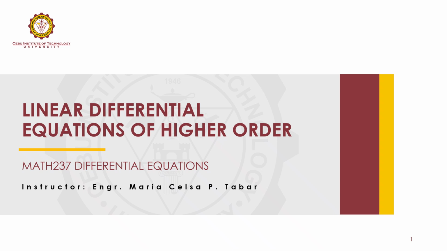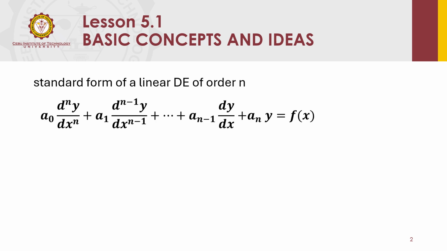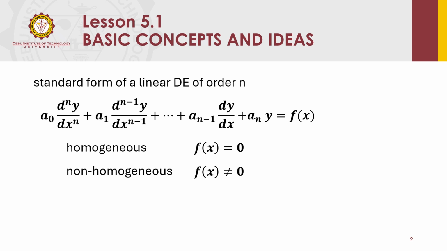So for linear differential equations of higher order, here are the basic concepts and ideas. The standard form of a linear DE of order n is in this form. You can see the derivatives are arranged according to decreasing order, and the right side of the equation is labeled as f of x. If the right side of the equation is equal to 0, it's classified as a homogeneous linear DE. And if otherwise not equal to 0, then it's a non-homogeneous linear DE, a higher order linear DE.